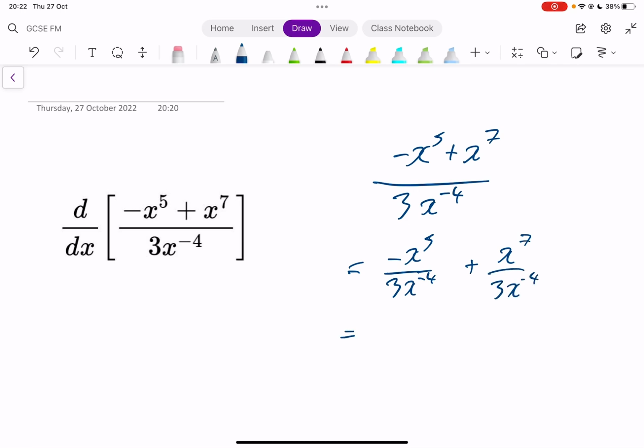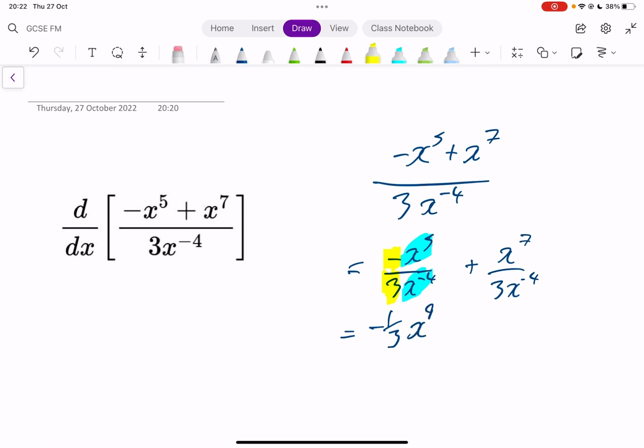Now if you do that, this bit here, you have really minus 1 divided by 3. That's just going to be minus 1/3. And then you have this part here, x to the 5 divided by x to the minus 4. Remember, when you divide index numbers, you subtract the powers. So it's now going to become x to the power of 5 minus minus 4. So 5 minus minus 4 is 5 plus 4, which is going to be 9.